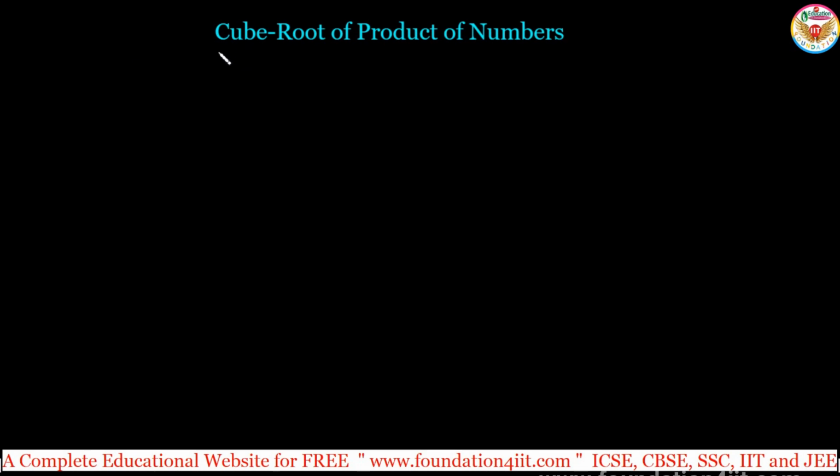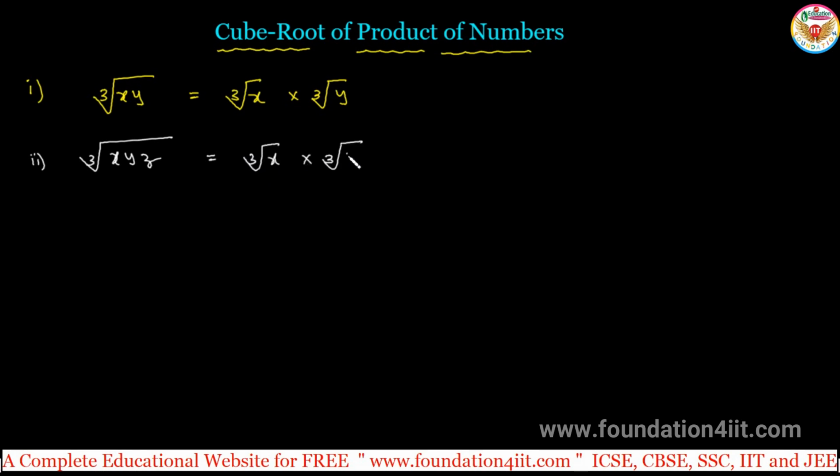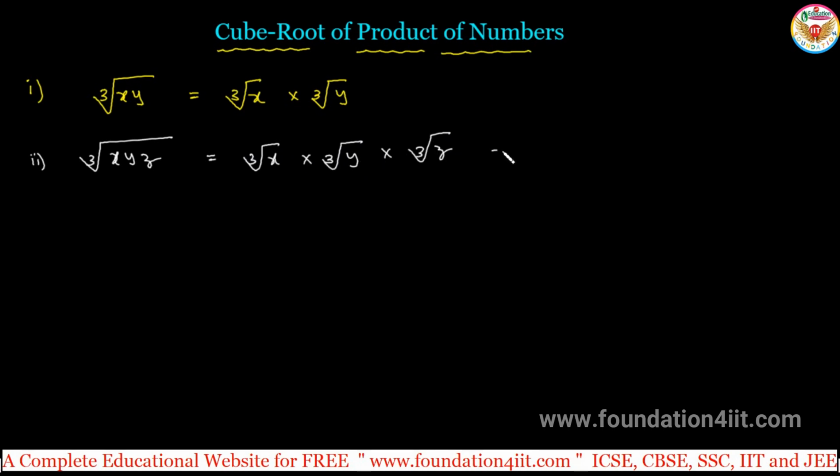Cube root of product of numbers. To find the cube root of a product of numbers, we have two simple formulas. You can write it as one, like cube root of x into y, and we can separate this as cube root of x into cube root of y, and so on. Even if we take one more, for example, cube root of x into y into z, then we can separate this: cube root of x multiplied by cube root of y multiplied by cube root of z. So we can split into any number of parts. Using this concept, we can find the cube root of any product of numbers.